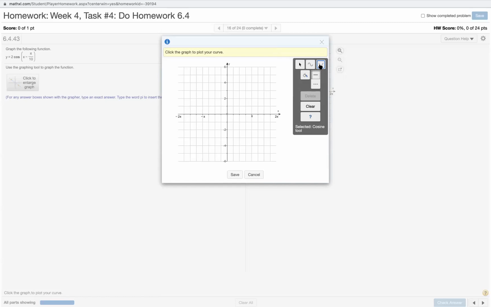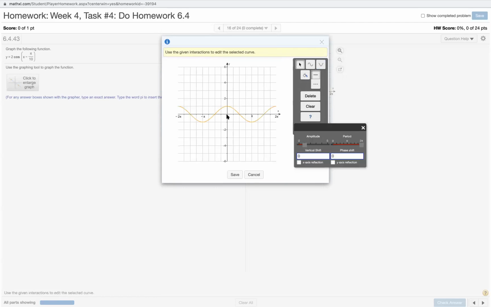Okay, and then I'm going to just plot a point. It doesn't even matter if it's right. Just click the graph somewhere. I just put 0, 0. And then it's just going to give you the standard cosine wave. But then this pops up, and that will allow you to input the amplitude and the period, vertical shift, and phase shift. That's pretty much how it's done.